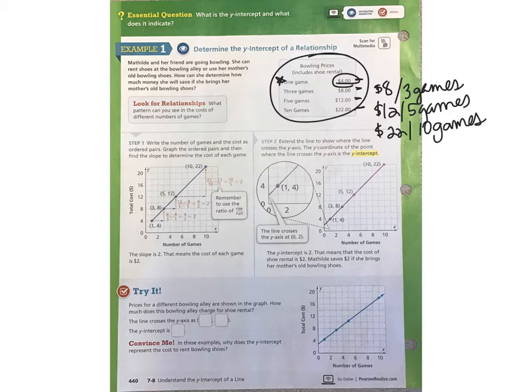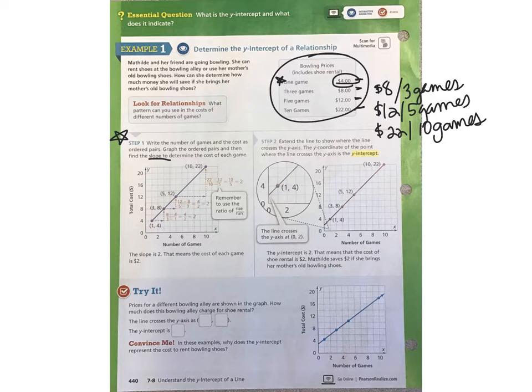So is each game really $4? And the answer is no. But we can use the information that we are given in the table in order to determine the cost for one game of bowling. So let's do that. Step 1 says to write the number of games and the cost as ordered pairs. Graph the ordered pairs and then find the slope to determine the cost of each game.